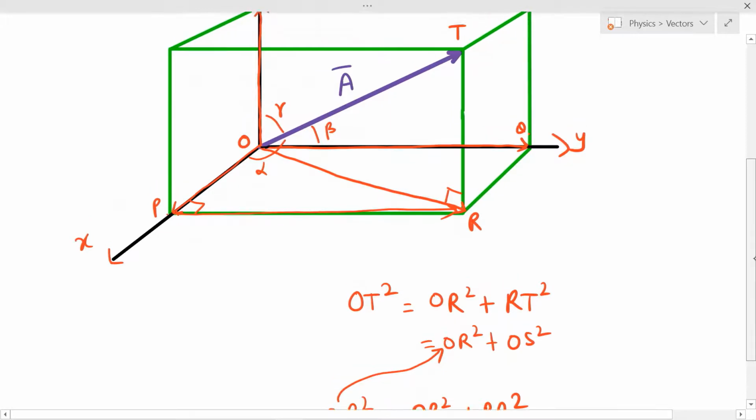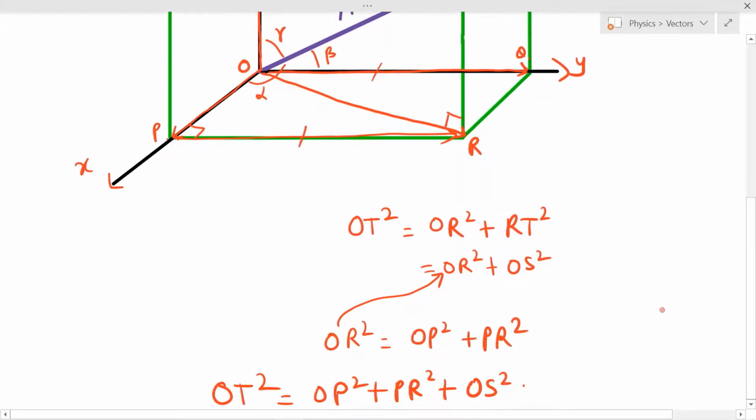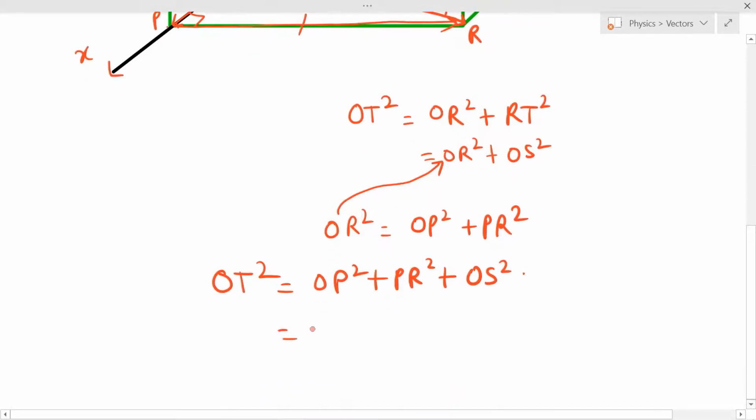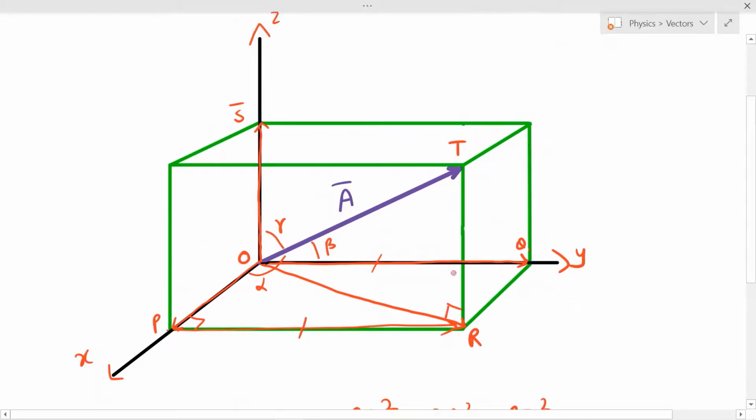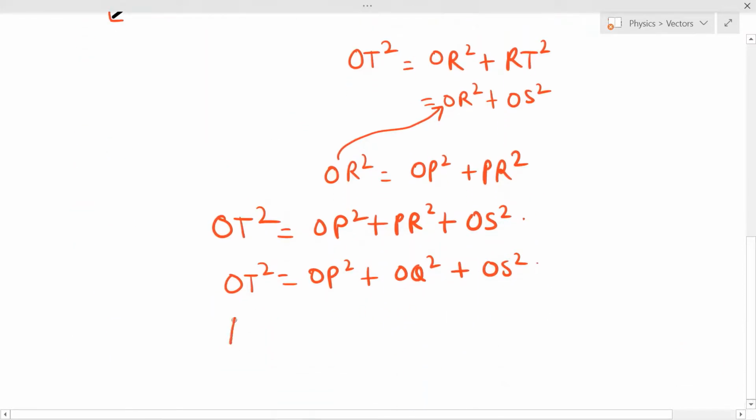Now PR is nothing but OQ. So this becomes OP square plus OQ square plus OS square, and this is OT square. Now OP is the vector's X component and OQ is the vector's Y component, and similarly OS is the Z component of the vector A bar. So I will write it in terms of components. So this is A square, this is AX square plus AY square plus AZ square.